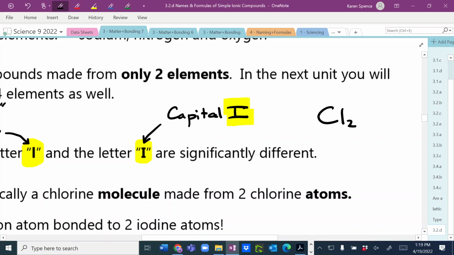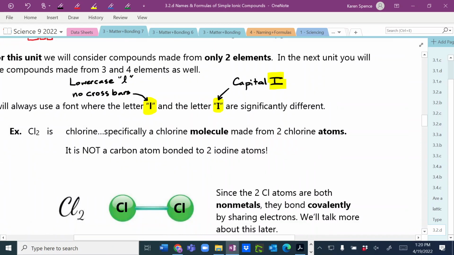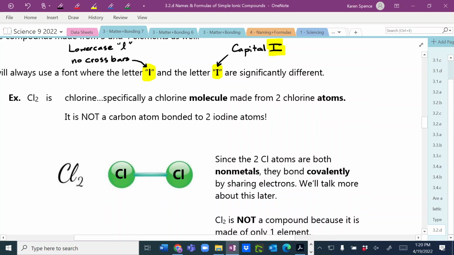And I'll tell you, this comes up a lot. We get things like NaClO4, and people want that to be an I. Okay, this is in your next unit. It's not an I unless I put the crossbars on it. Yes? That would be an L, so ClO4. So not carbon iodine, but chlorine and oxygen. So watch out for that. It will become more obvious as you work with things more often. So here's Cl2.